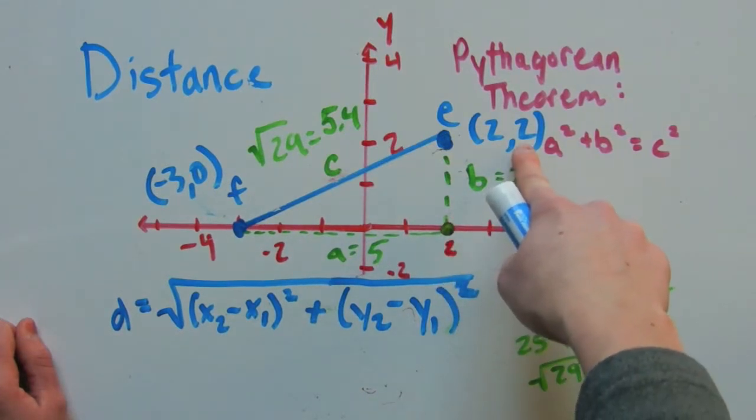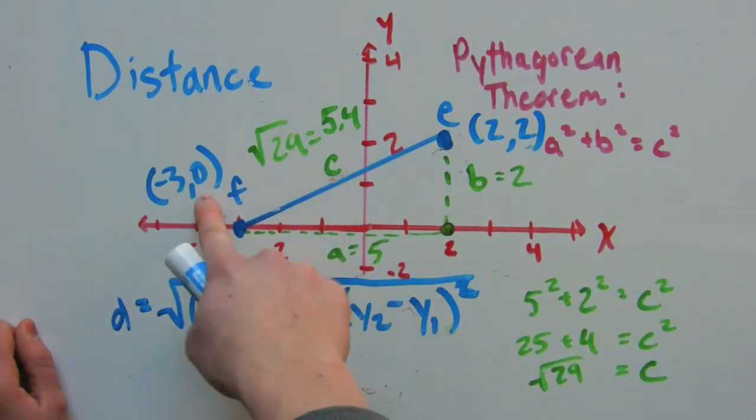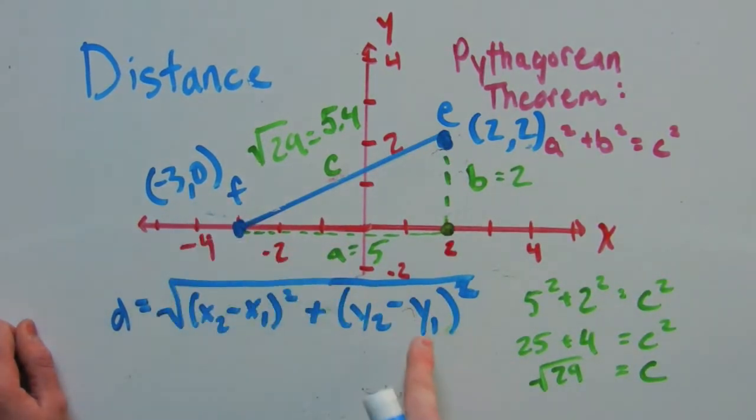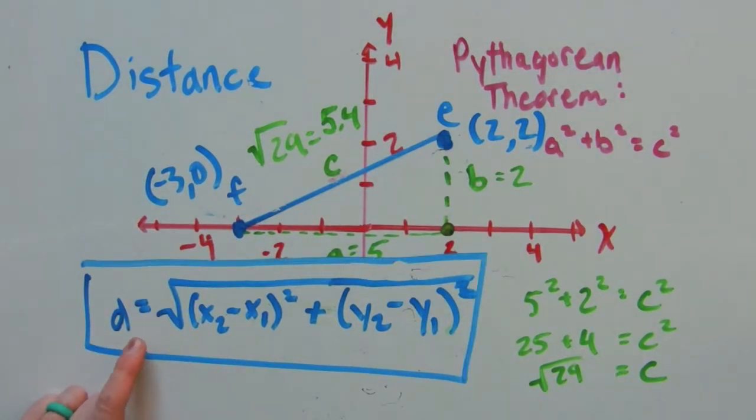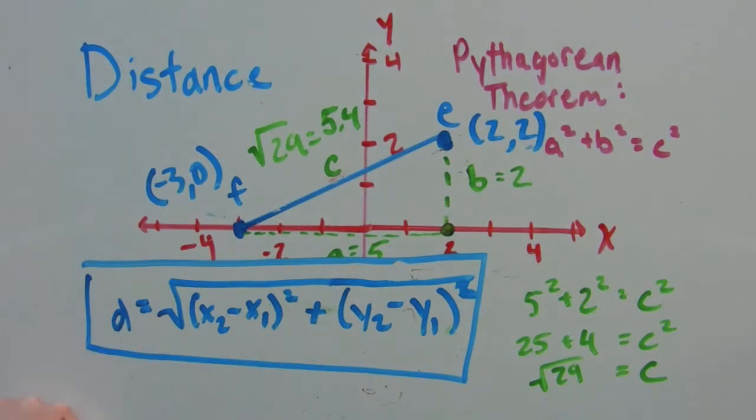Also, you can see that the y-coordinate, so this can be y2, is 2, and we subtract the y-coordinate from F, y1, and we get 2 minus 0. 2 minus 0 is just 2, and 2 squared is 4. So this is the distance formula. D equals the square root of the change in x squared, so x2 minus x1 squared, plus the change in y squared, y2 minus y1 squared. Using this, we can find the perimeter of a figure on a coordinate plane.